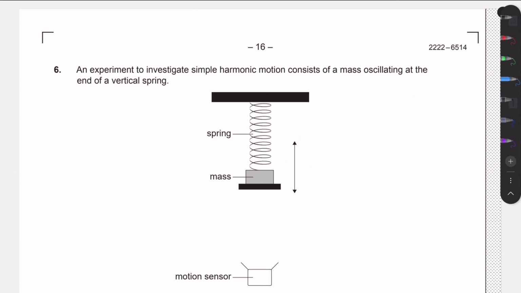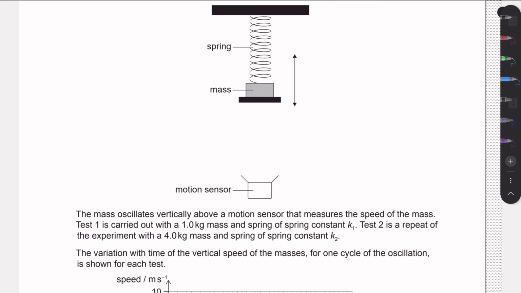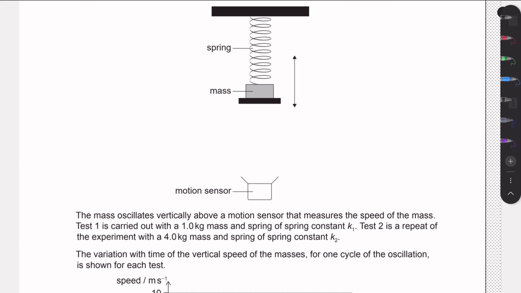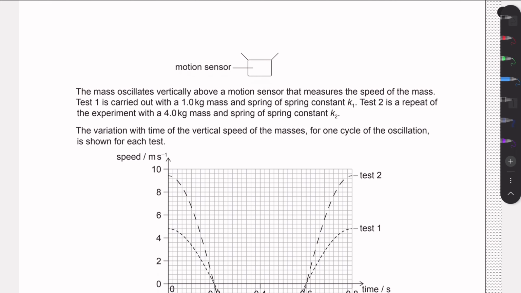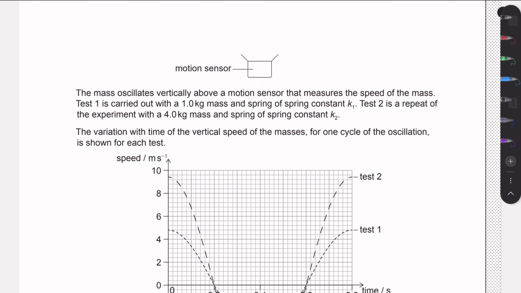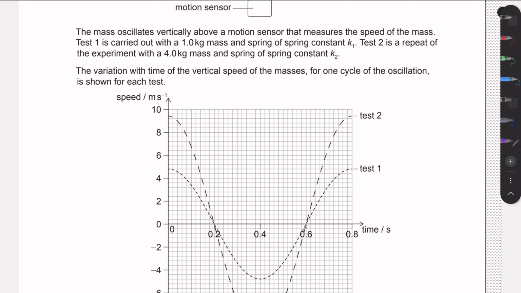So now we are going to go through question 6 in the May 22 time zone 2 paper 2. Here we are investigating simple harmonic motion with a mass oscillating at the end of a vertical spring, and we have this motion sensor, and we conduct this experiment with a 1 kilogram mass and a 2 kilogram mass. In the first one we had a spring constant of K1, and in the other one a spring constant of K2, and we are given the speed of the masses for one cycle of the oscillation.